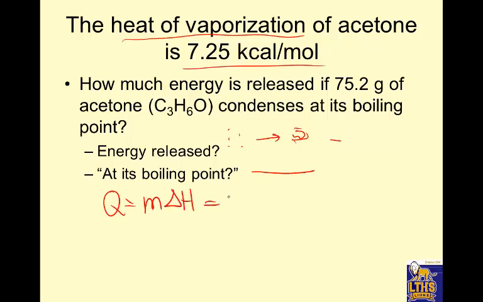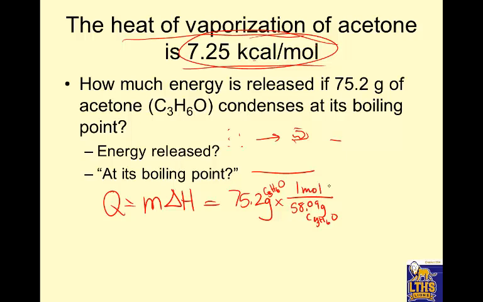So Q equals M delta H for this. The mass is 75.2 grams, but the delta H we're using is in kilocalories per mole, so I have to change that to moles. Acetone is C3H6O, so that gives me 58.09, thank you, periodic table, grams of C3H6O for every 1 mole of C3H6O. That takes care of the M, and then the delta H is 7.25 kilocalories per mole.